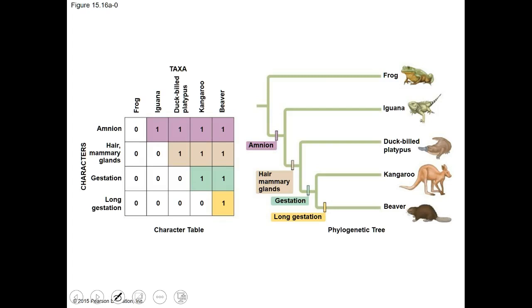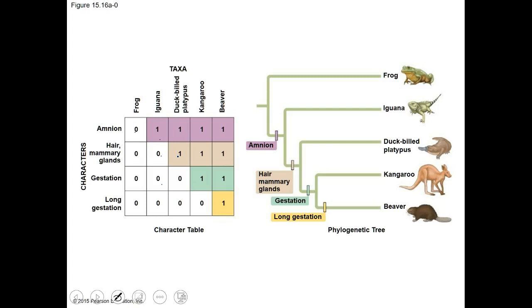But if we take the iguana, it has an amniotic egg, that's present, but not hair, and it doesn't hold babies very long or have a long gestation, like a long pregnancy. Duck-billed platypus, it's got amnion and it's actually got hair and mammary glands, but doesn't really hold a baby and doesn't have a long pregnancy. Kangaroo, a little bit more. Beaver definitely has all of them.